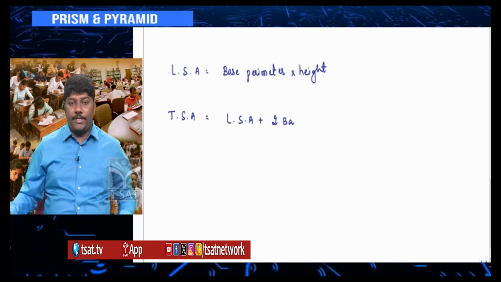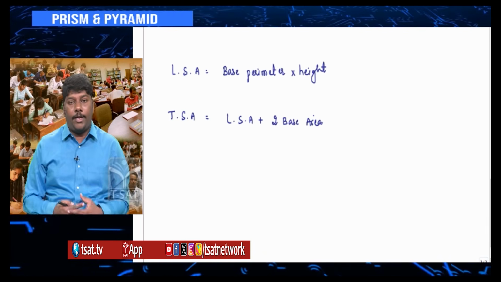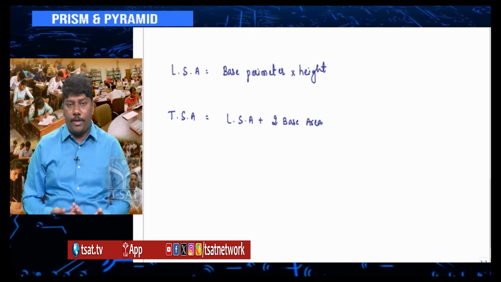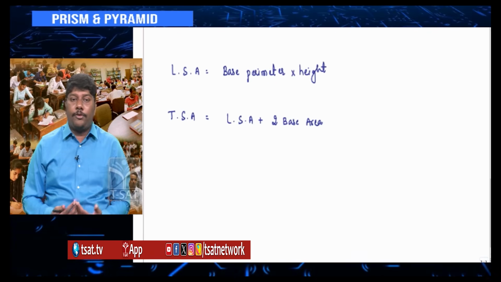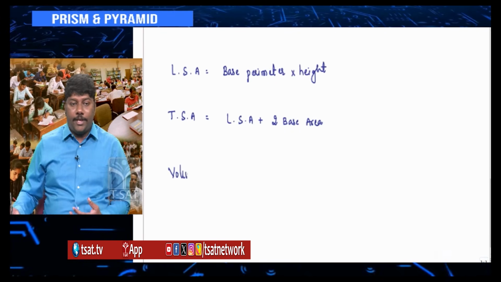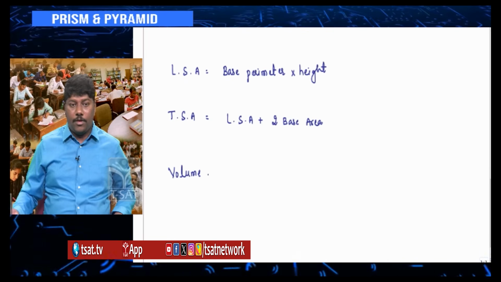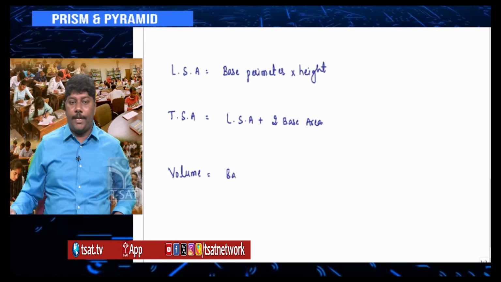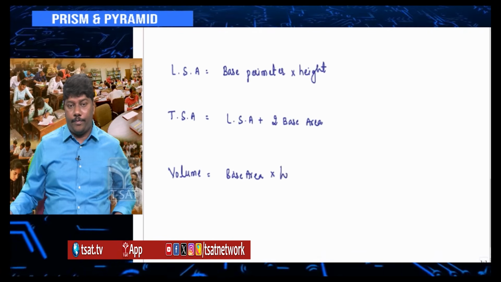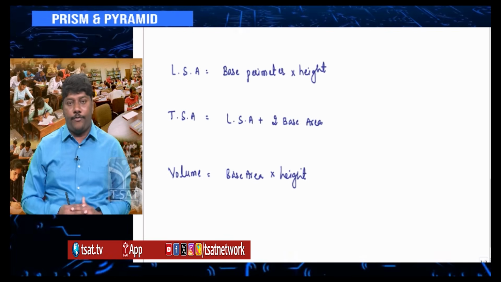What do you mean by base area? If you take a triangular prism, you take two triangles, the area of two triangles. If you take a quadrilateral prism, the quadrilateral may be a parallelogram, a trapezium, or a square prism or anything. So you have to add two base areas. If you want to get the volume, you just take the base area and multiply it with height. So these are the three very important formulas of prism.